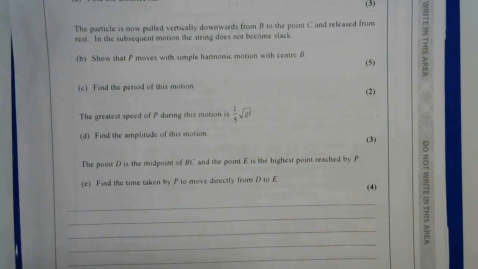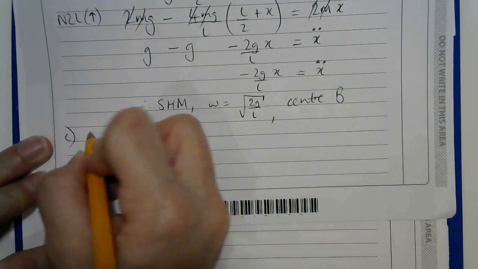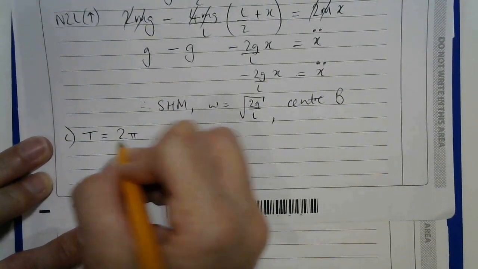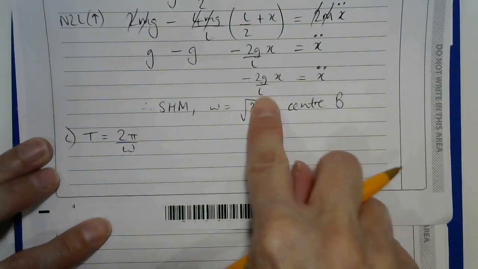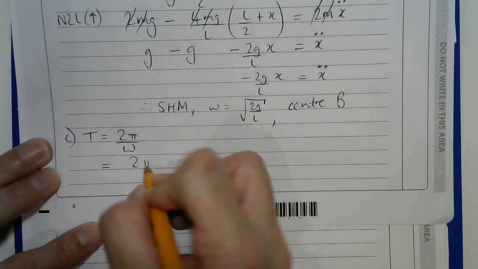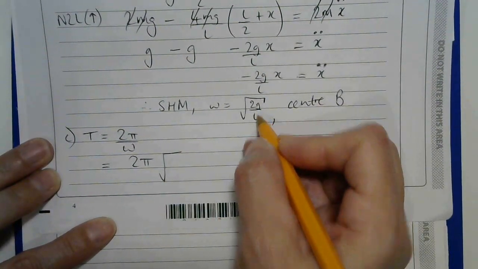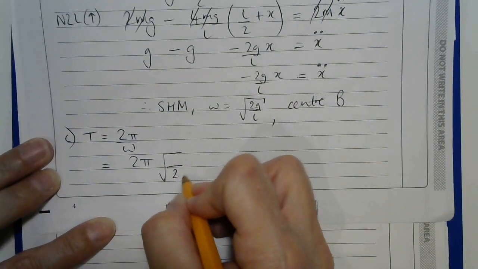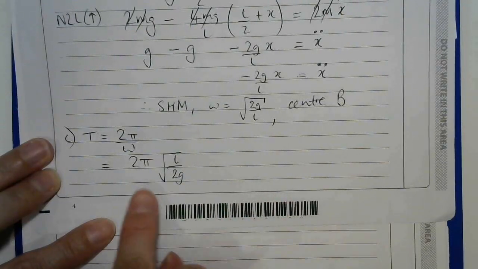Then in part C, it says find the period of the motion. To find the period, I use the formula T is 2 pi over omega. So the period is 2 pi divided by omega. Here I just need to divide by this. 2 pi divided by this is 2 pi multiplied by the reciprocal of this. So 2g will end up on the bottom and the L will end up on the top. And I can leave my answer like that.